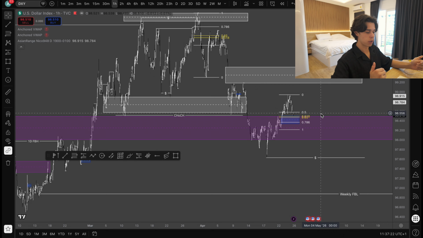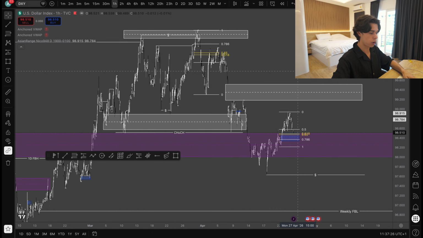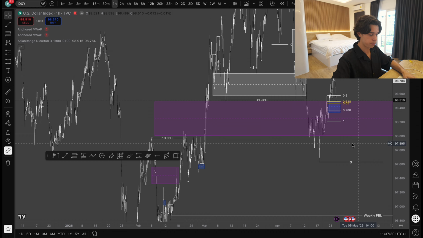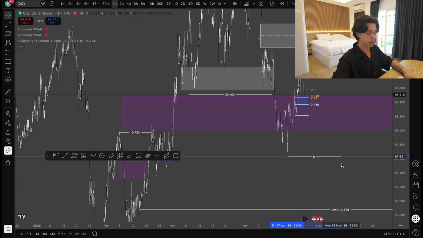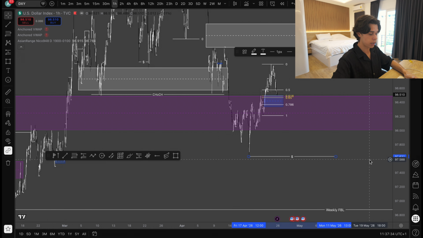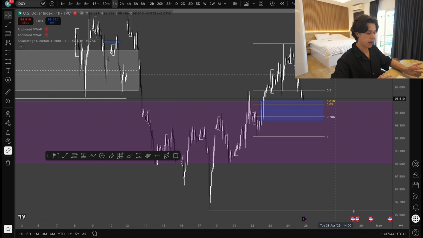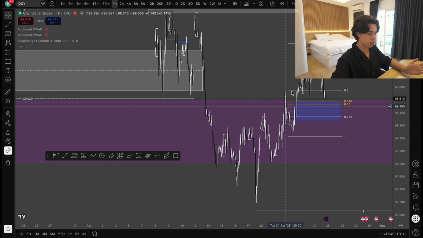So that being said, what I do want to see is price come up and fill this new week opening gap, so there's no gaps left up here, and then expand down towards ERL, which is this low down here. ERL basically stands for external range liquidity, which is the lowest point in this range. So on the hourly time frame, you can see we're creating nice structure.